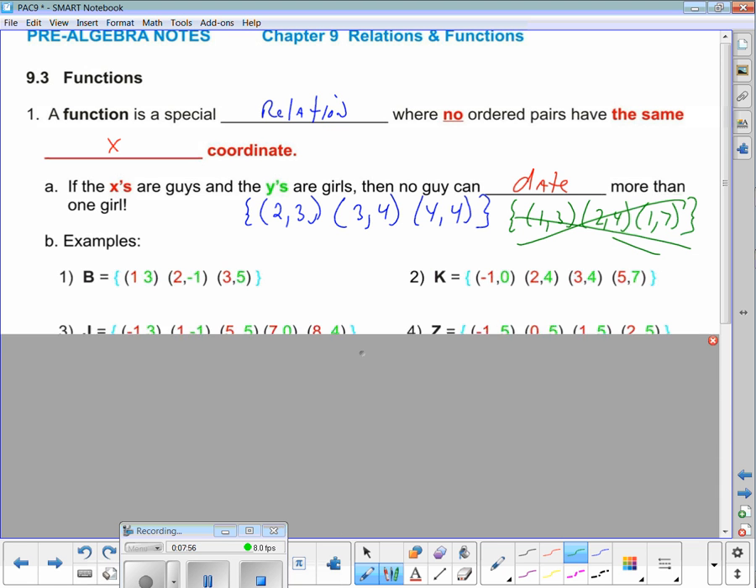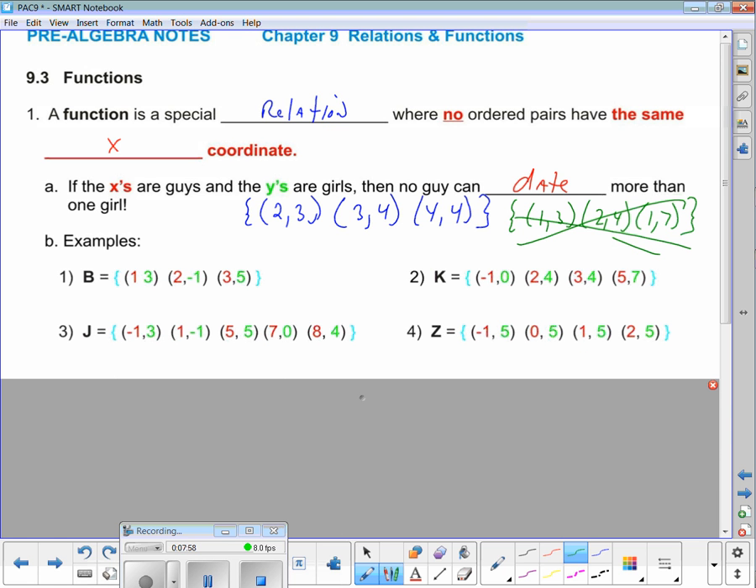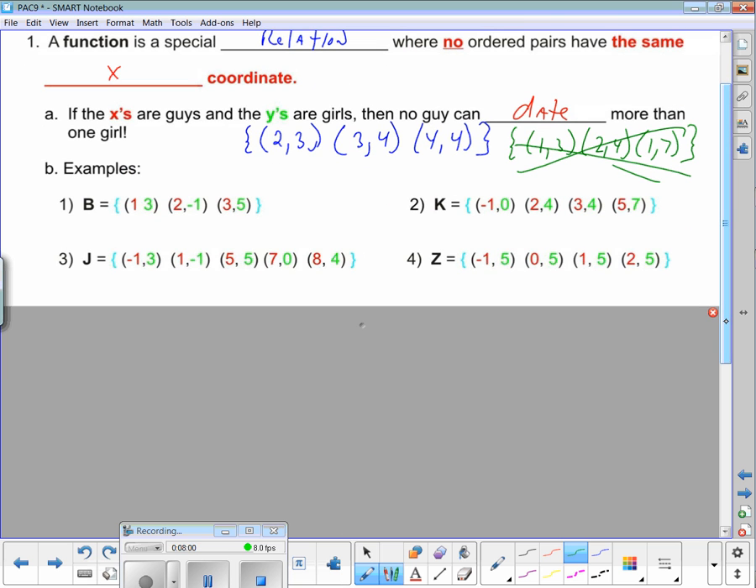Now, recognizing whether it's a function or not is really easy. Let's go through, and this will be the last thing we'll do today. We'll get to the rest tomorrow. So I got example 1. All right, set B, we know it's at least a relation because everything's paired, right? Is it a function? Yeah. Guy 1's dating girl 3, guy 2's dating girl 1, -1, poor guy, and guy 3 is dating girl 5, not a problem.